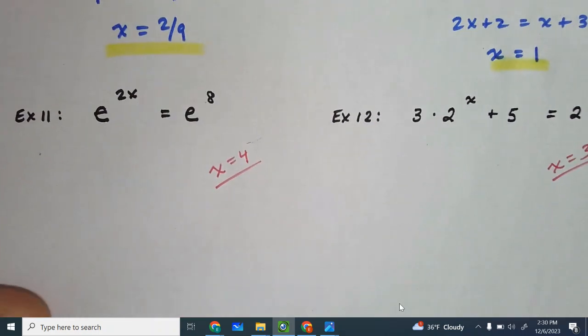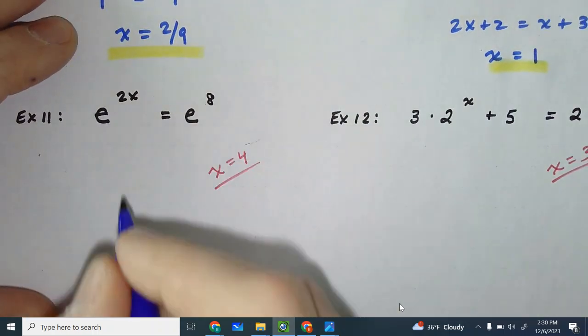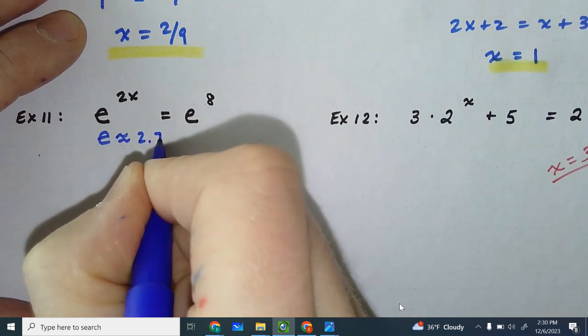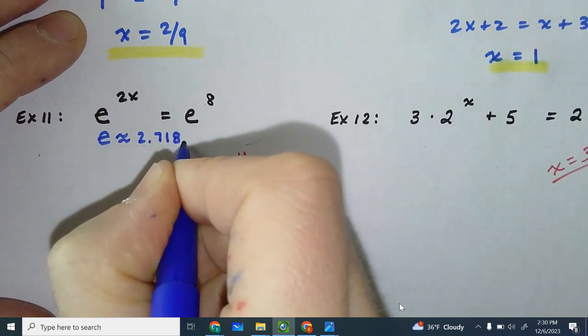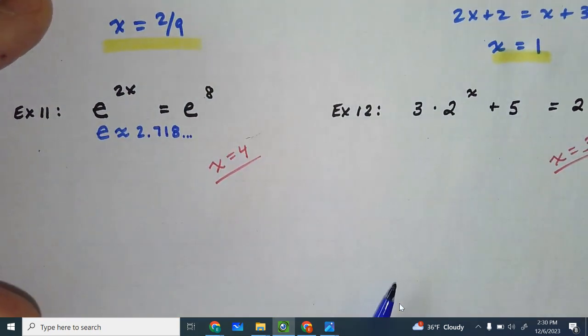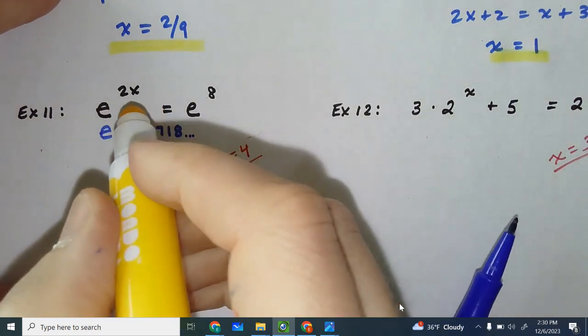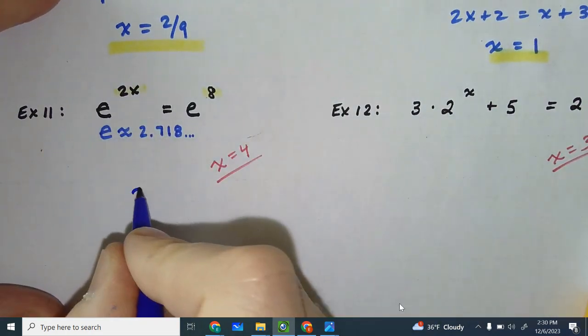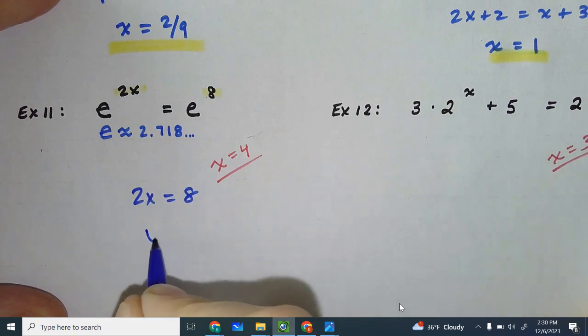Right here, we have e. Fun fact, e is approximately 2.718. It continues after that. More on this number later on. But this one is literally as simple as saying, I know the exponents are the same. So 2x equals 8 means x is equal to 4.